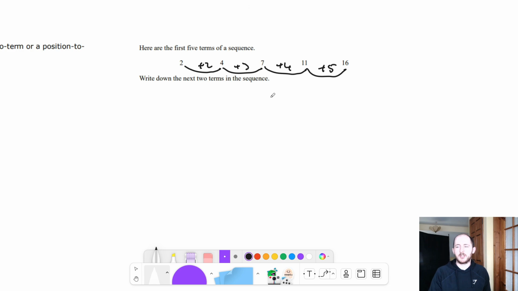So logically, it should increase by 6 next. So 16 plus 6 is 22. Then it should increase by 7. So that'd be 29.